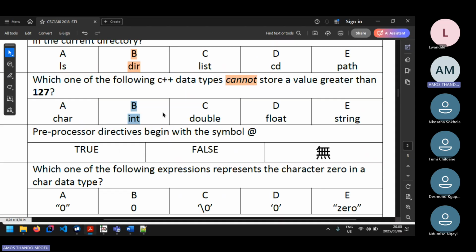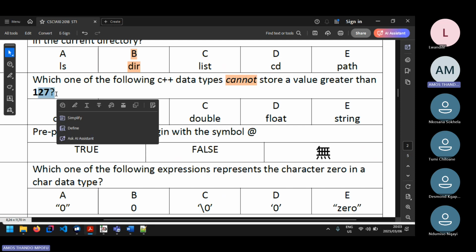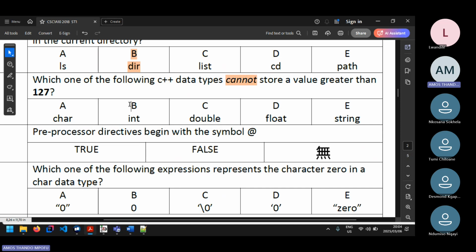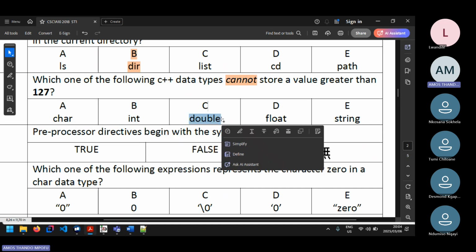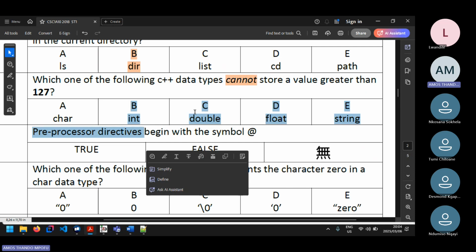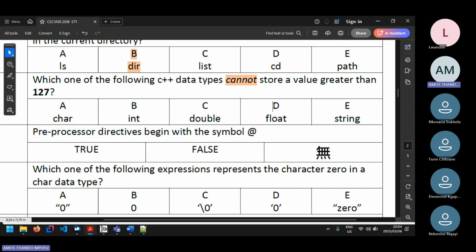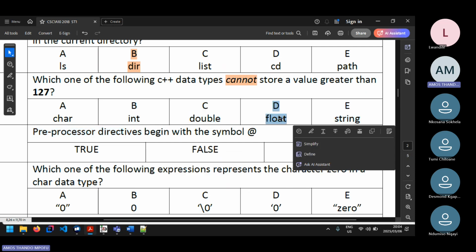So if I go back to my question paper, which one of the following C++ data types cannot store a value greater than 127? Now the answer becomes very obvious. This stores a maximum of 2 billion. This stores, I can't calculate it by head, but you can write a formula for that, but it's a very big number. It's probably bigger than an int, right? It is bigger than an int. Also, float is bigger than an int.